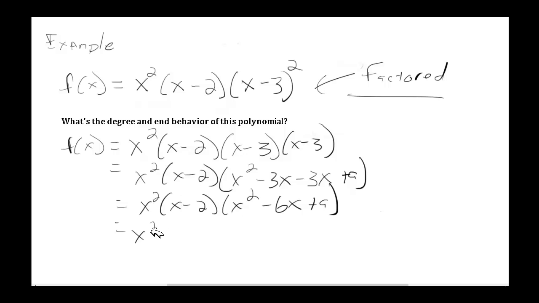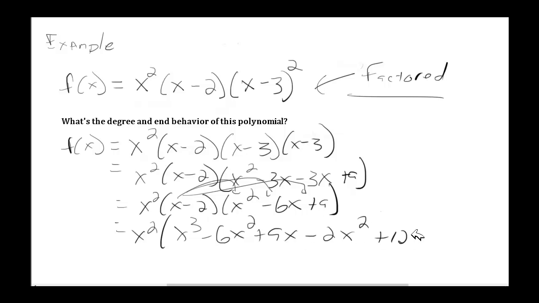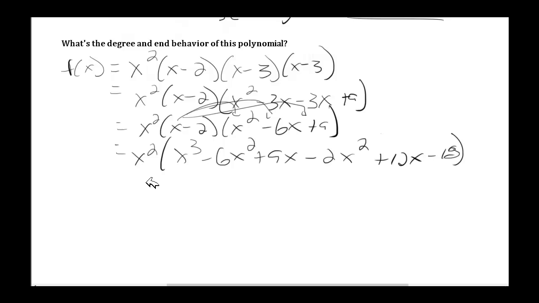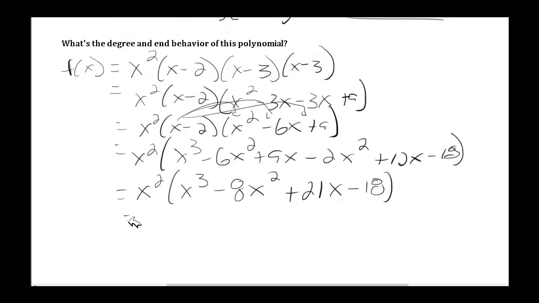So we get x squared, distributing the x in here to all values, we get x cubed minus 6x squared plus 9x, and then running the minus 2 in, minus 2x squared plus 12x minus 18. Let's see, make ourselves some room here. Equals x squared times (x cubed minus 8x squared plus 21x minus 18). And lastly, I'm going to run the x squared in. So I get x to the 5th minus 8x to the 4th plus 21x cubed minus 18x squared.